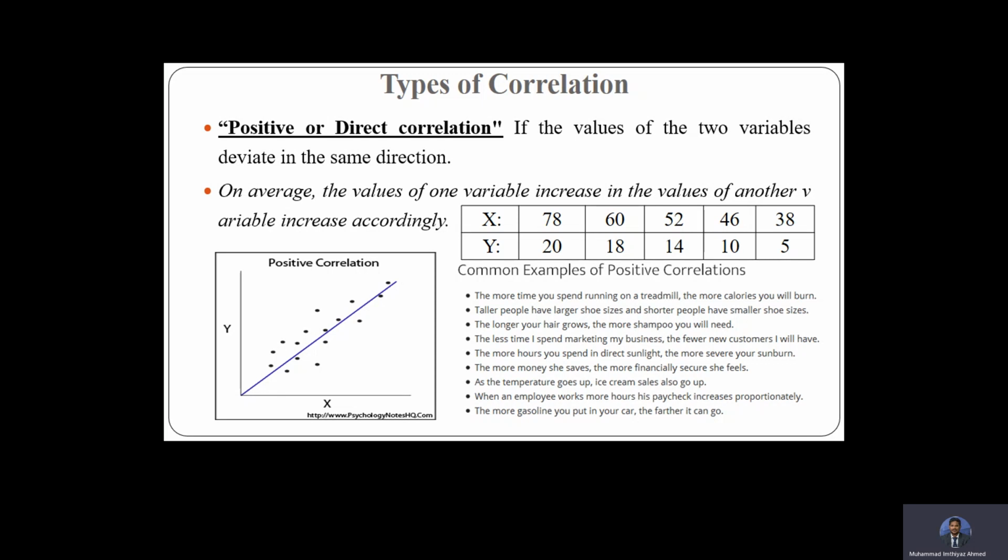If you draw a diagram, your x and y coordinates will be going like this. Positive means always it moves upward. Fine. You can correlate with any example. Increase of one will lead to increase of another. What is this called? Positive or direct correlation. Is that clear? Are you able to understand direct correlation?